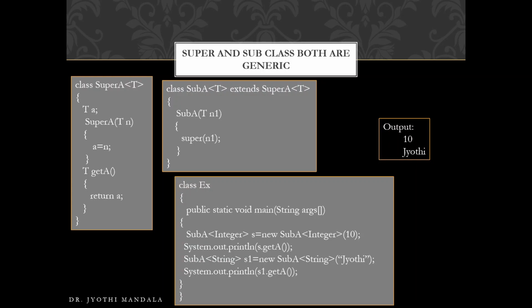Observe here in the earlier two cases, some limitations are there, like either the superclass will be working on a specific type, or the subclass will be working for a specific type. But if you want flexibility, like both superclass and subclass should work for any type of object, then you need to make both the classes, superclass and subclass, generic classes.